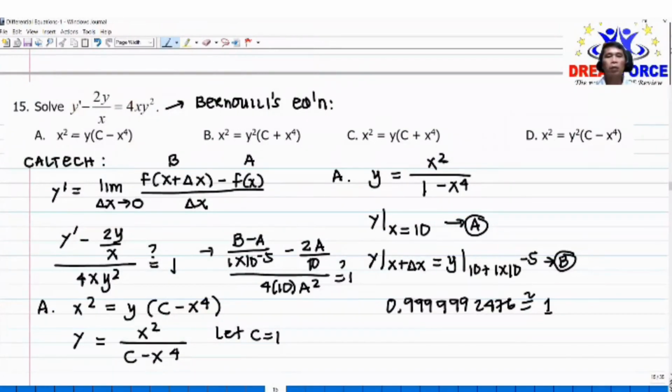So therefore, we can choose A. This one is square root. This one, almost the same. Pero ito, positive. Ito naman, square root. Okay? So luckily, ang pumasok yung A. So kaya yun ang isasagot natin. So ganyan pag hindi nyo na alam yung method, so pwede kayong mag-calcutech using this equation.